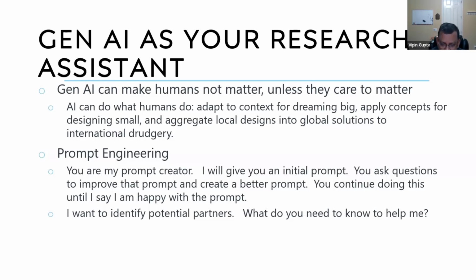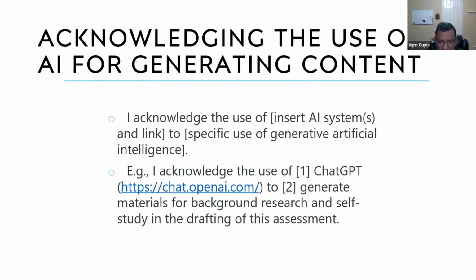So it will now ask you all the questions, the things that you always forget. So you don't need to give a detailed prompt. All you need to give is this prompt engineering. You need to put this prompt and you say that I want to write this paper on this topic. What questions do you need to know to help me? It will ask you questions and then it will find solutions to that. If you are using AI, acknowledge the use of AI for this purpose.